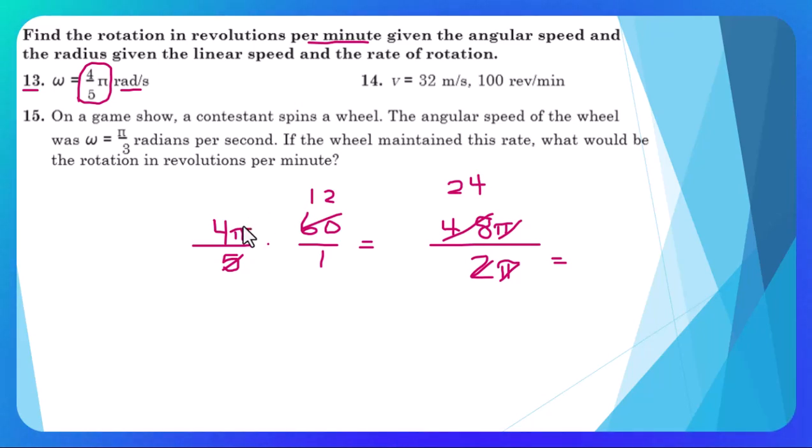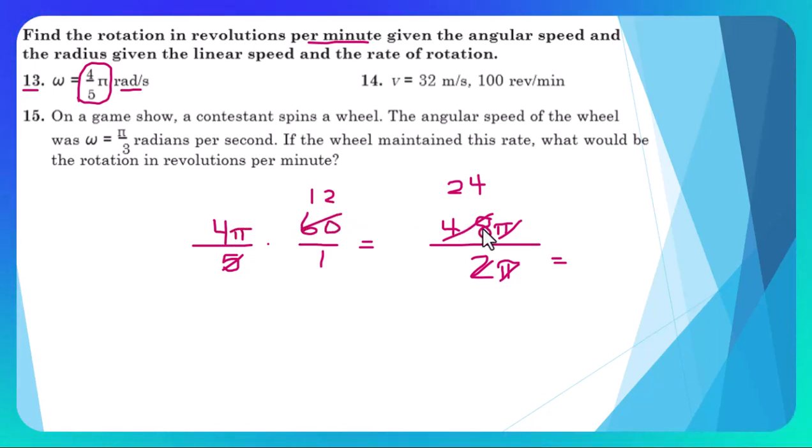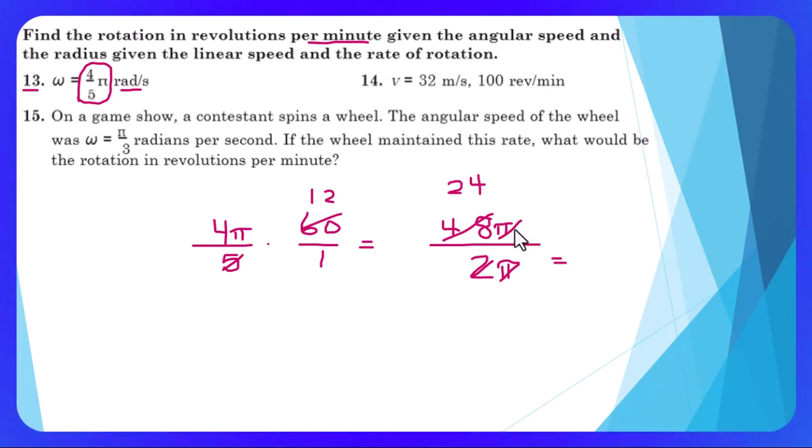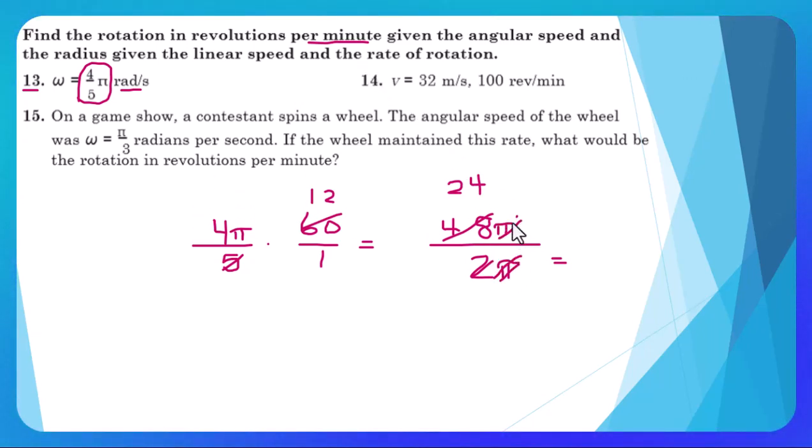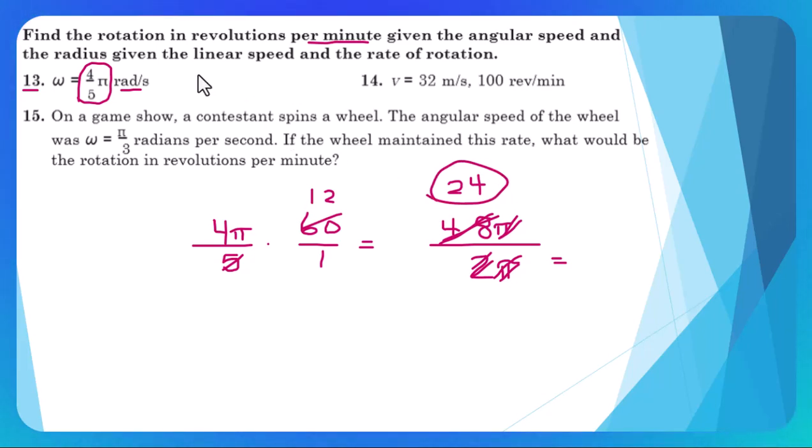60 times 4. Let's do it this way. 5 goes into 5 once. 5 goes into 60, 12. 4 times 12 is 48 pi. Now that we have revolutions per minute, we're simply going to divide by 2 pi. The pi cancels, and 2 goes into 48 24 times. So your answer is 24.